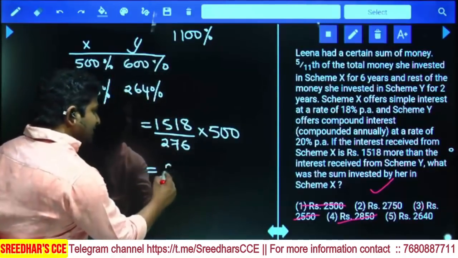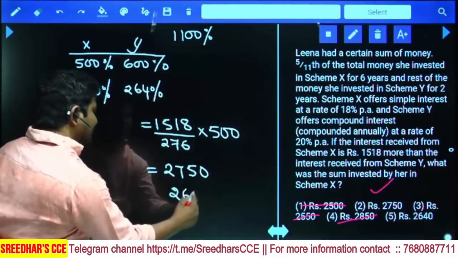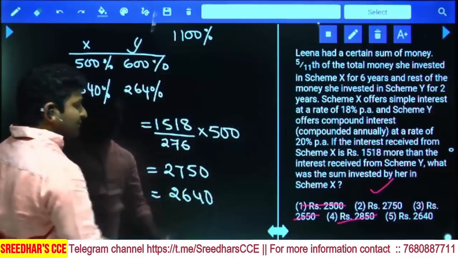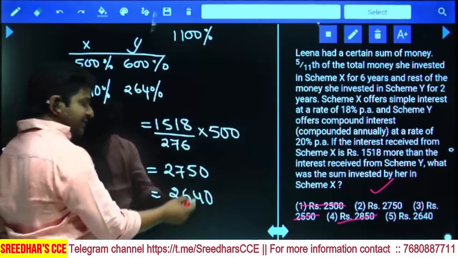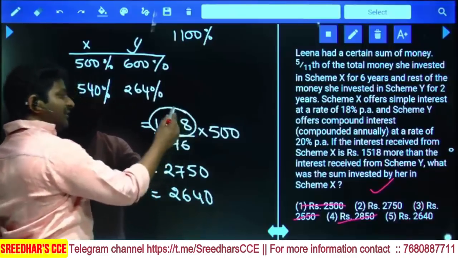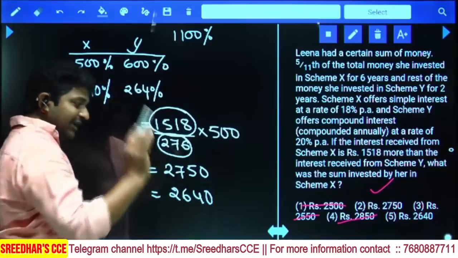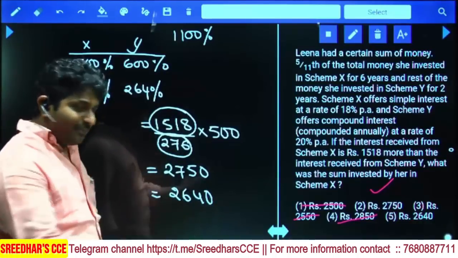So possibilities are 2750, 2640 based on 11 multiplication. Answer is either 2750 or 2640. But now look at this. In numerator we have 3 multiple. In denominator also we have 3 multiple. 3 multiple gets cancelled. Hence answer cannot be 3 multiple.